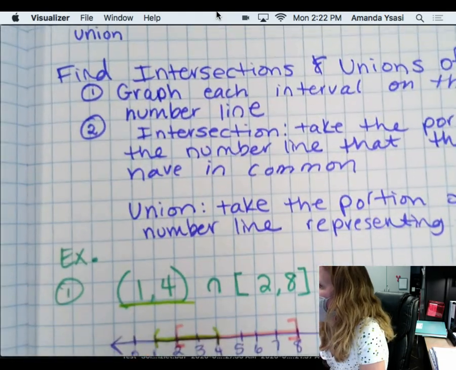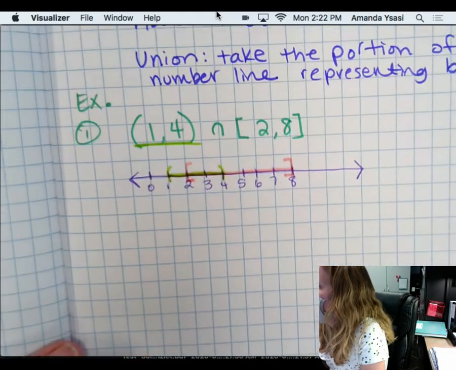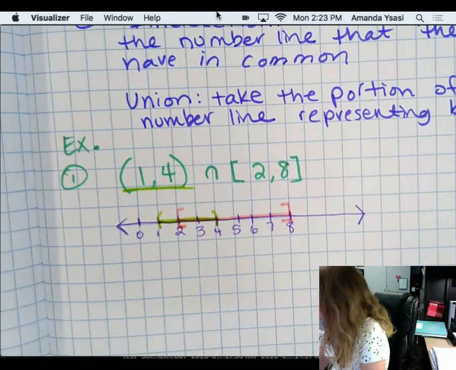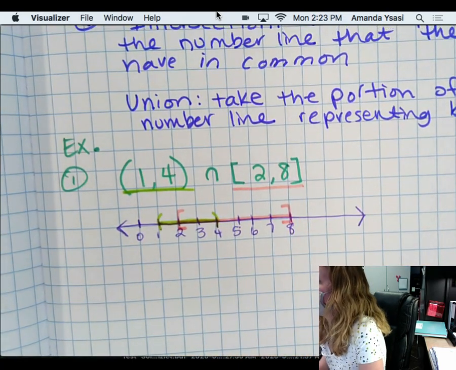Can y'all see that good enough? The different colors. So this one was the peach color.